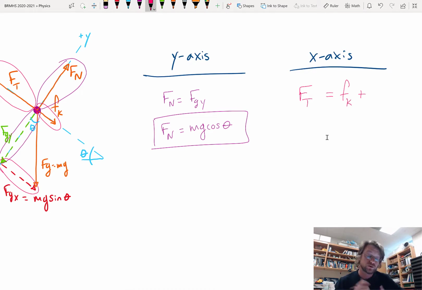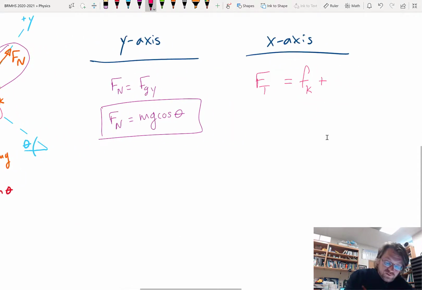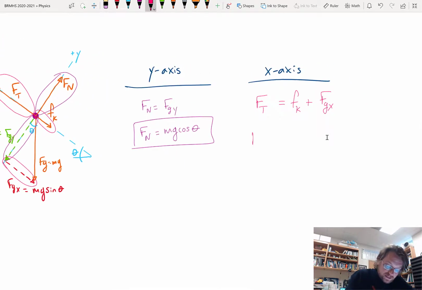plus the force of gravity in that x direction. So we're just listing all the stuff that points in the positive direction on one side of the equal sign, and then all the stuff that's pointing in the negative direction on the other side of the equal sign, because they have to all balance out. Now we can write Ft is going to be Fk for kinetic friction, plus Fg in the x direction, which we can write as mg sine theta.